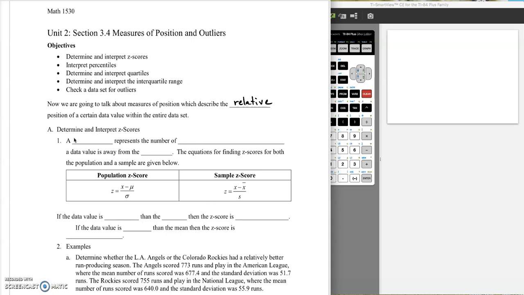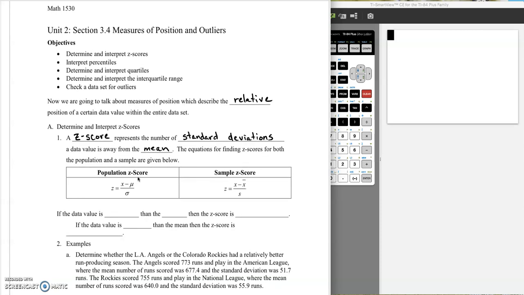So one of those is what we call a z-score. And a z-score represents the number of standard deviations a data value is away from the mean. So the equations for finding z-scores for both the population and the sample are given below. They're the exact same formula. It's always the data value.